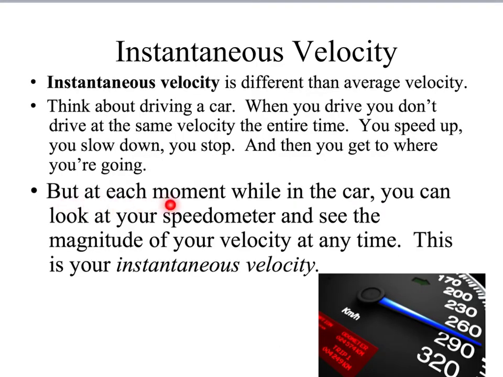At each moment while in the car, you can look at your speedometer, the thing that looks like this here, and see the magnitude of your velocity at any time. This magnitude that you're seeing, and I hope you're not going that fast, is your instantaneous velocity, or really your instantaneous speed. But if you know what direction you're going, then you could say what your velocity is as well. So your instantaneous velocity is just your velocity at an instant in time.